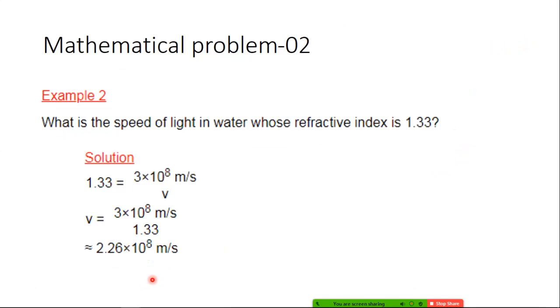And the next problem is: what is the speed of light in water whose refractive index is 1.33? We know n is equal to c by v, and in this way we can calculate the value of the speed of light in the water medium, that is 2.26 times 10 to the power 8 meters per second.